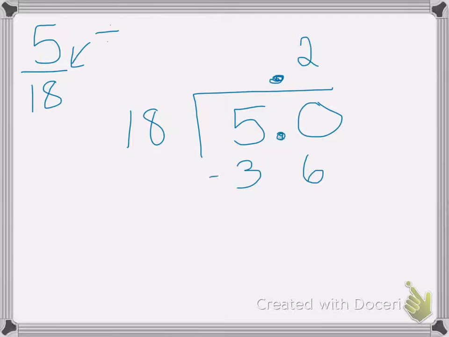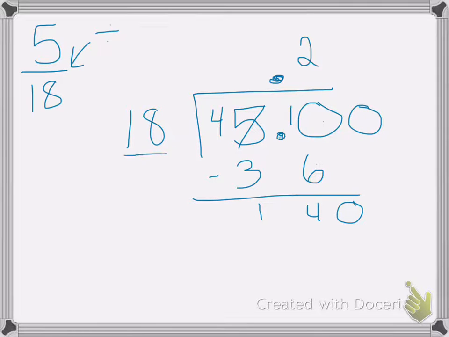So we subtract. We can't subtract from 0, right? So we have to borrow. Now it's 10. 10 minus 6 is 4. 4 minus 3 is 1. We're still shocked, so we add our 0, add our 0. Now we've got to see how many times 18 goes into 140.